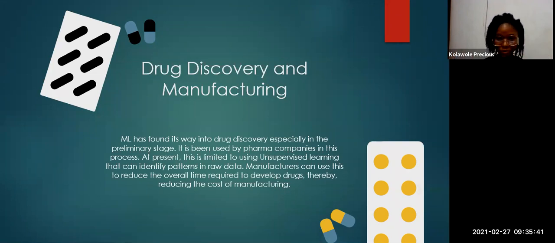Oh, okay, I skipped that one too. There are different types of machine learning algorithms, but we don't really need that for this section. What we really need to grasp is that unsupervised machine learning is being used in identifying patterns in raw data. So manufacturers are making use of machine learning to reduce the overall time required to develop drugs. So this has helped in reducing the cost of manufacturing.